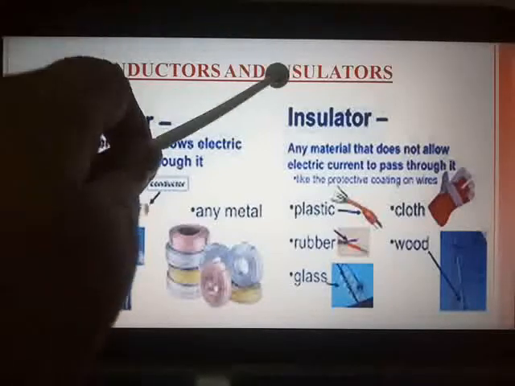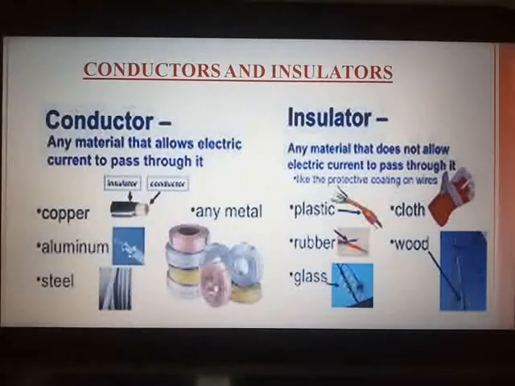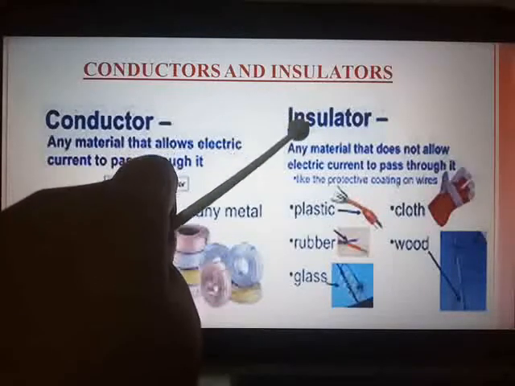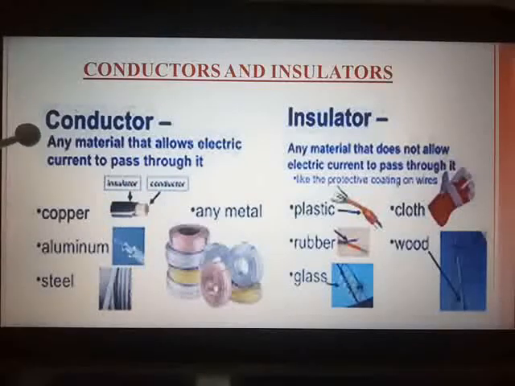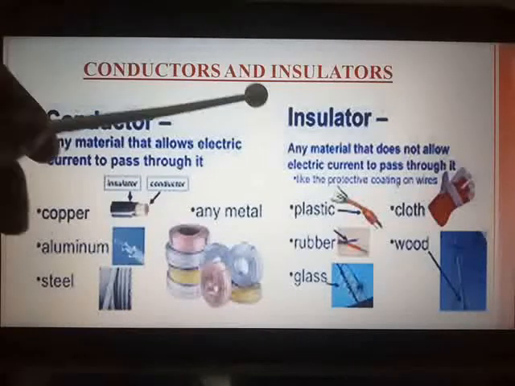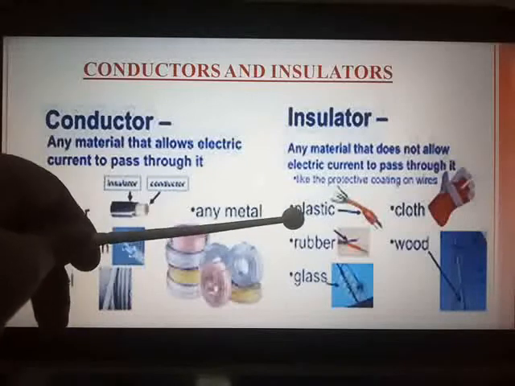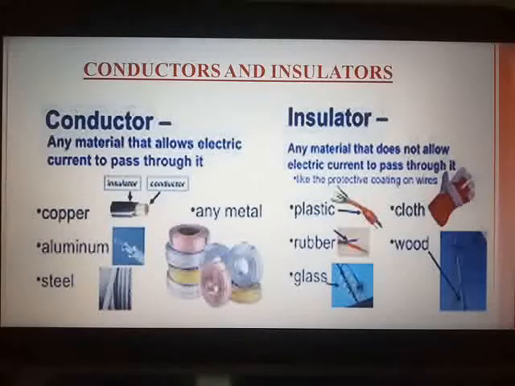On the other hand, what is an insulator? The material which restricts the flow of electric current because it has extremely high electrical resistance, and such substances are called insulators. So which are the examples of conductors? Most of the metals, copper, aluminium, silver, all these are examples of conductors. On the other hand, plastic, rubber, glass, wood are the different examples of insulators.